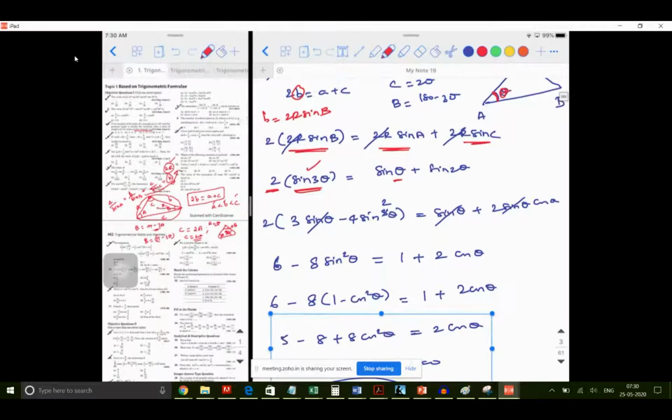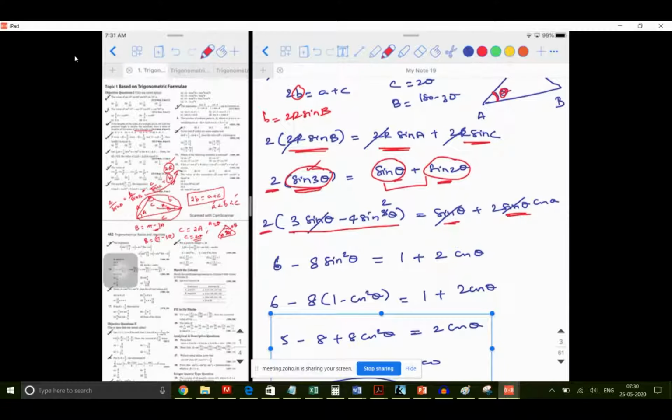You will have 2 into sine 3 theta is equal to sine theta plus sine 2 theta. So here don't be in a hurry to apply the formula of 2 sine (A plus B) by 2 into cos (A minus B) by 2. I tried in that way, it was going lengthy. Don't do it. So here 2 into sine 3 theta, what I did is I wrote it as 3 sine theta minus 4 sine cube theta. So sine theta I left as it is. Sine 2 theta can be written as 2 sine theta into cos theta.